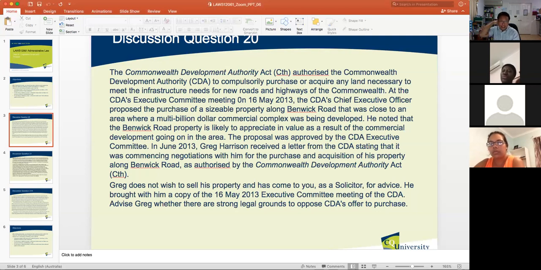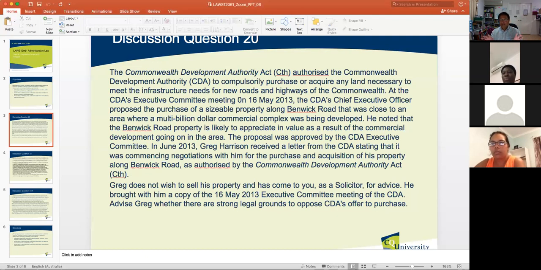The question then is, can the decision of the CDA be attacked? Because it would appear that the decision of the CDA is motivated by a purpose different from that which appears to be the intent of the law. Not ulterior, but different purpose. Okay, that wasn't my reading of it, because it says he noted that the property is likely to appreciate in value. Mm-hmm. So I thought that was sort of more of just a side comment.